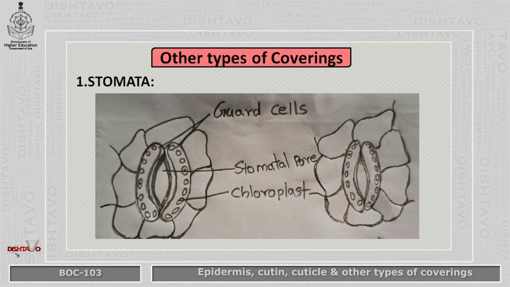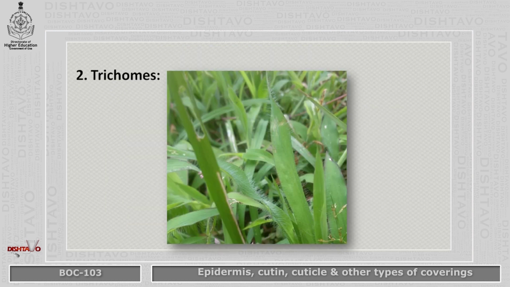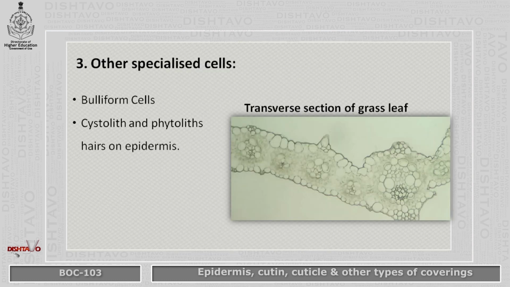Next are other types of covering. These include stomata, which are present on the epidermal surfaces. Trichomes have a very important role, and in trichomes there are different functions. One of the major ones is that they act against herbivory. Then other specialized cells include bulliform cells, cystoliths and phytolith heads on the epidermis.